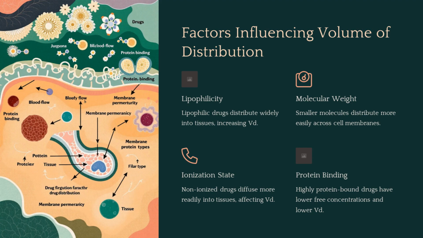Factors influencing the volume of distribution include lipophilicity, molecular weight, ionization state, and protein binding. Lipophilic drugs distribute widely into tissues. Smaller molecules cross cell membranes easily. Non-ionized drugs affect VD, and high protein-bound drugs have lower VD.